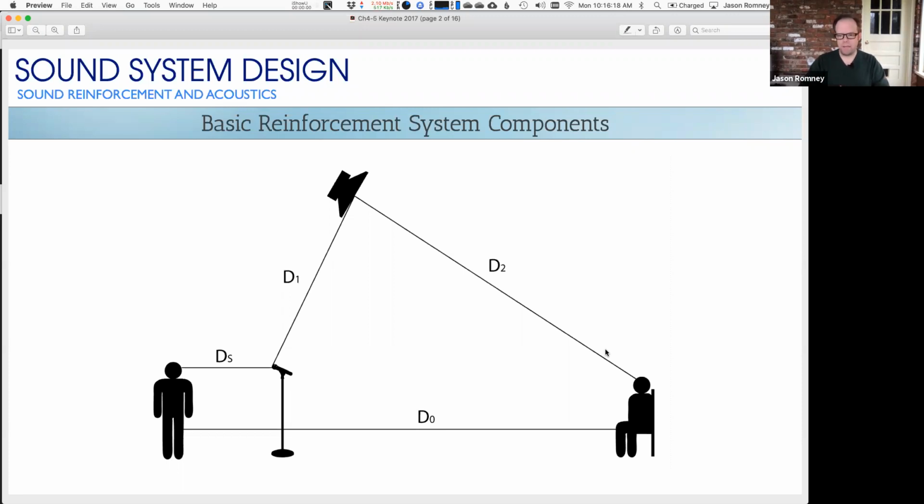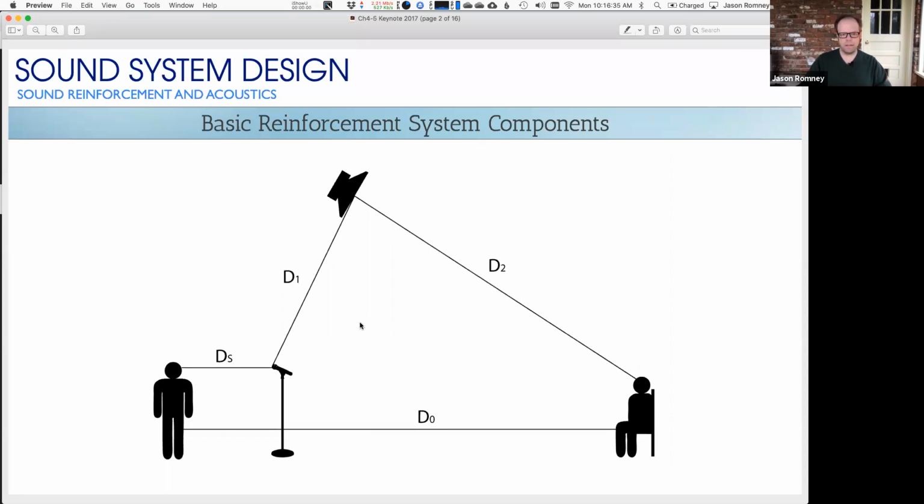So what is happening with feedback? Well, feedback is actually a problem of geometry, okay? I'll explain more about that later, but I want you to notice here that I've got some measurements of different distances.